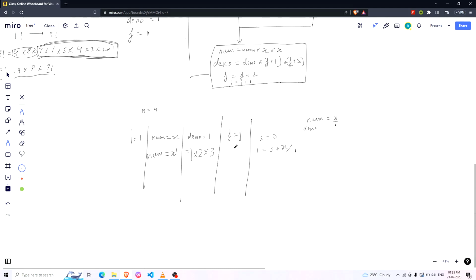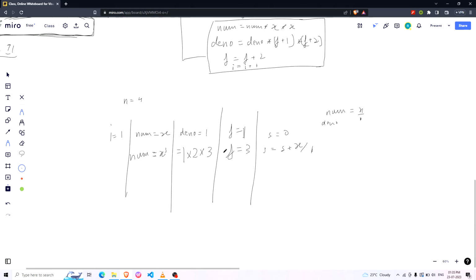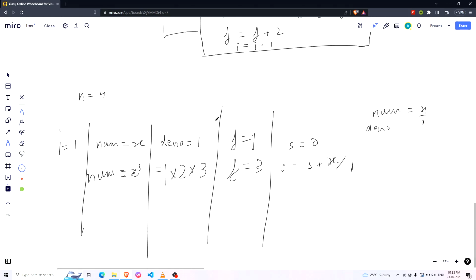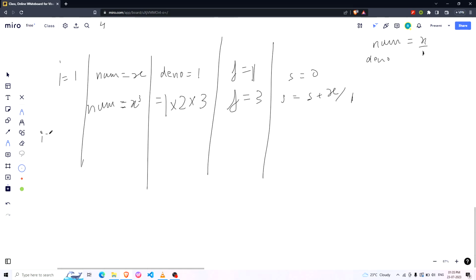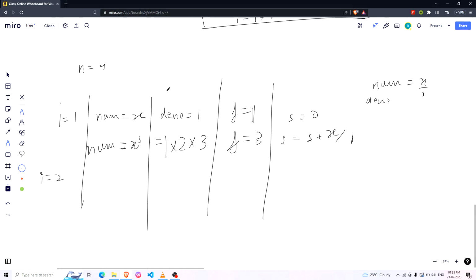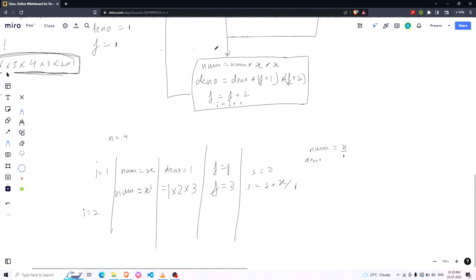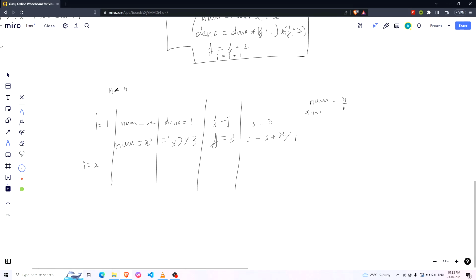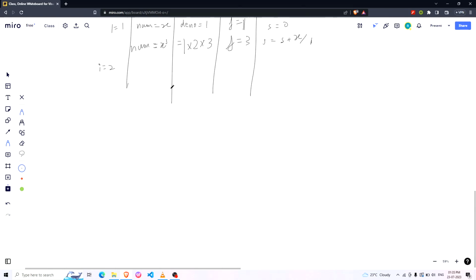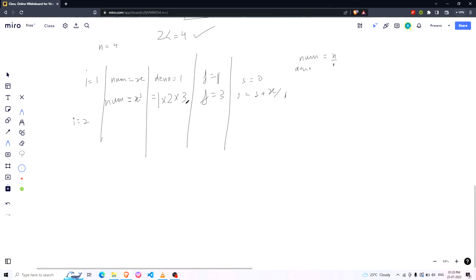And after that we'll increment f by 2, so f will become 3, and after that we'll also increment I, so I will become 2. Again, we'll come to the beginning of this loop. It will check whether I is less than equal to n. So 2 is less than equal to 4. This is true. So we'll come here.